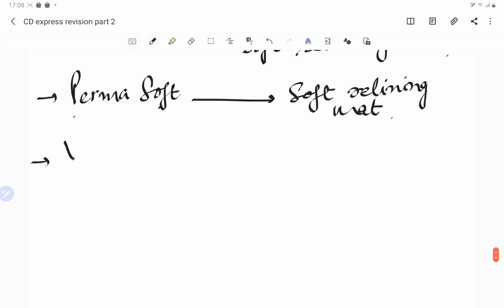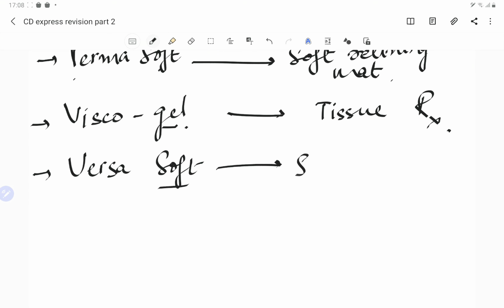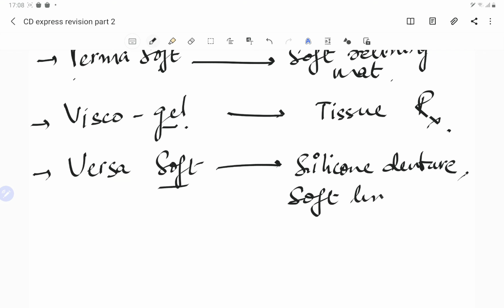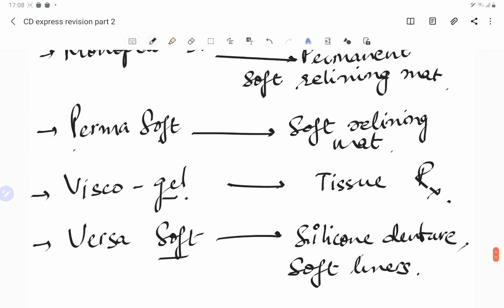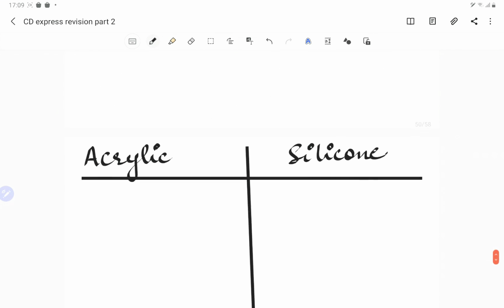Then we have Viscogel. It has gel in the name, so it is used for tissue management. Then we have Versasoft. Versasoft, we know that it is a soft material, so it is used in the preparation of silicone dentures. It is the material of choice for silicone dentures, for soft liners, right? So these are some examples of short term soft liners or tissue conditioners.